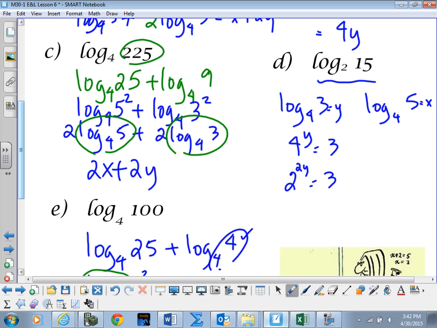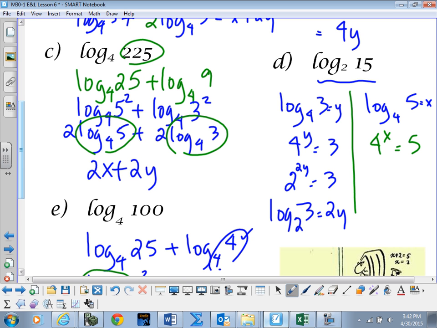This is what base 2 would look like. So what would this look like as a log? Log base 2 of 3 equals 2y. We could do the same thing with our x term. We could say 4 to the x equals 5.